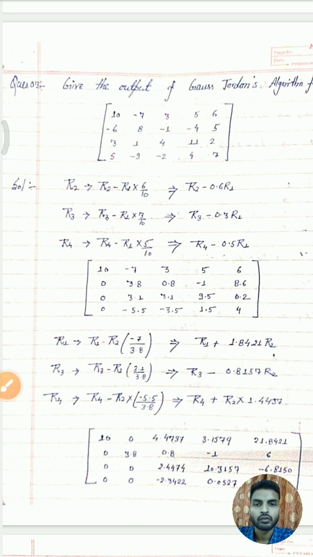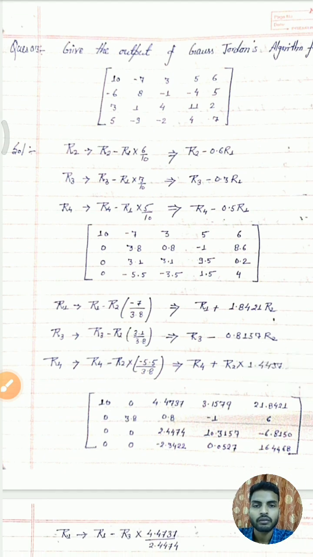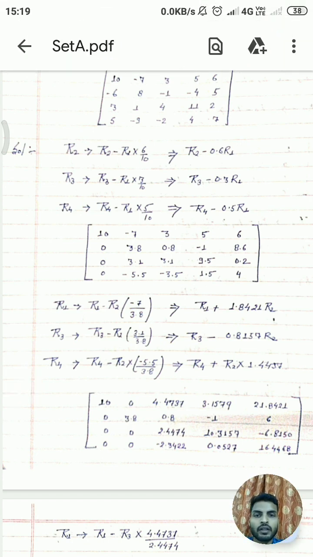R2 converts to R2 minus R1 times 6 upon 10, so R2 minus 0.6 R1. R3 becomes R3 minus R1 times 3 upon 10, equal to R3 minus 0.3 R1. R4 becomes R4 minus R1 times 5 upon 10, R4 minus 0.5 R1. Solving the matrix, we find 10, minus 7, 3, 5, 6, 0, 3.8, 0.8, minus 1, 8.6.